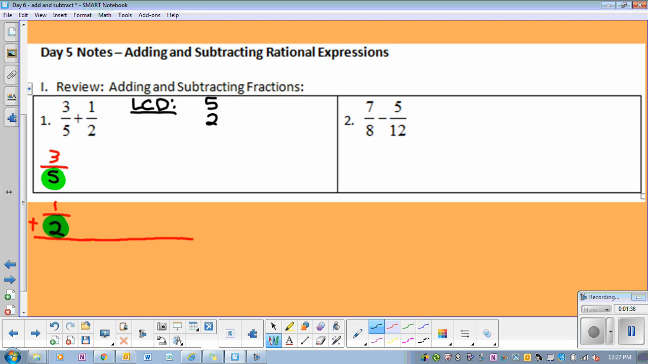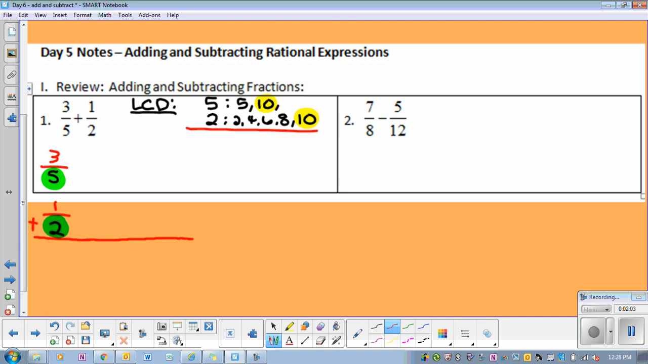What are the multiples of 5 and 2? There's 5, there's 10. For 2, it would be 2, 4, 6, 8, 10. So their least common multiple is 10, right? That's how I know my LCD is 10.